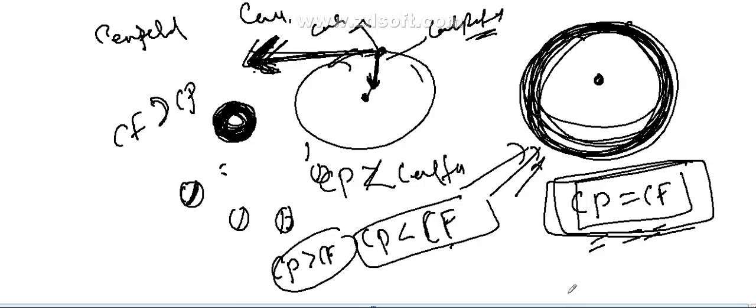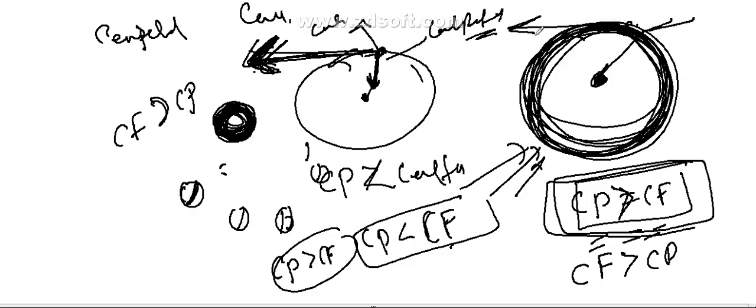Yes, sir. The moment centripetal is greater, the earth will come back to the sun and die down. If centrifugal is more, then it will go out of this orbit. Earth will go straight, in the space.